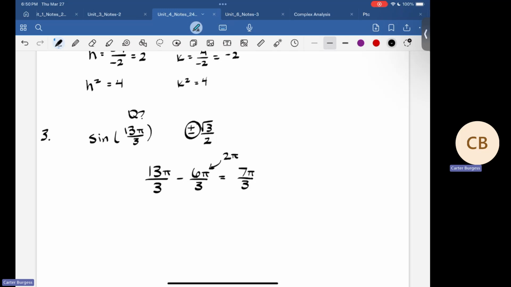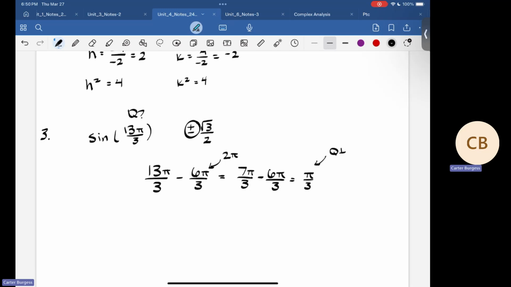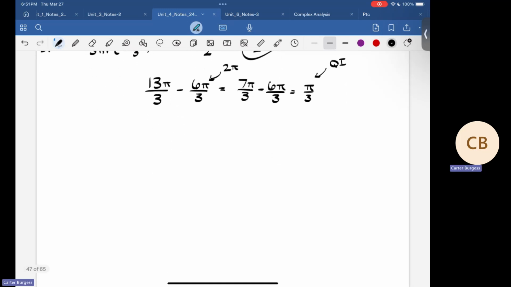Now, 7 pi over 3 is also not an angle that we recognize, and so I have to repeat this process over and over again until we finally do see something we recognize. In this case, I can stop at pi over 3. The quadrants of 13 pi over 3 and pi over 3 are the same. We know that pi over 3 is a quadrant 1 angle, and so we are going to say that this is positive root 3 over 2 because sine is positive in quadrant 1.